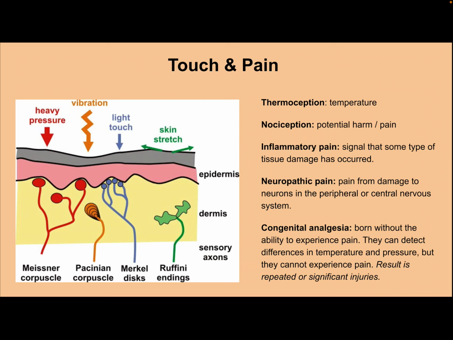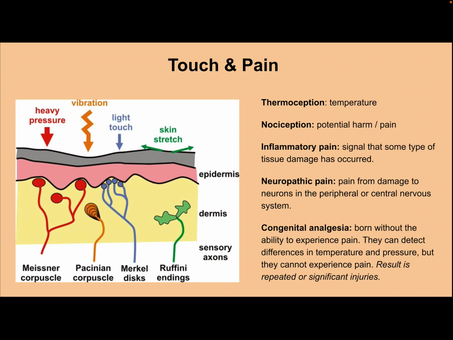One more definition we should know is congenital analgesia, being born without the ability to experience pain. So these people can detect differences in temperature and pressure. It's not that they don't feel anything. They can feel things on their skin, on their body. They just don't experience pain. So they would feel a lot of pressure if somebody broke their arm, but it wouldn't hurt. And the result is repeated or significant injuries. As you can imagine, if you don't feel pain, it's really easy to get hurt or to get very badly hurt. I find congenital analgesia very interesting.